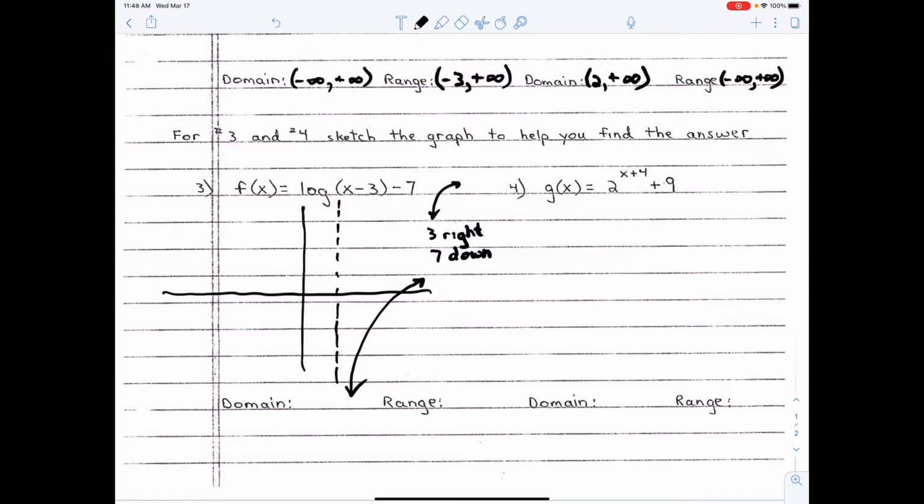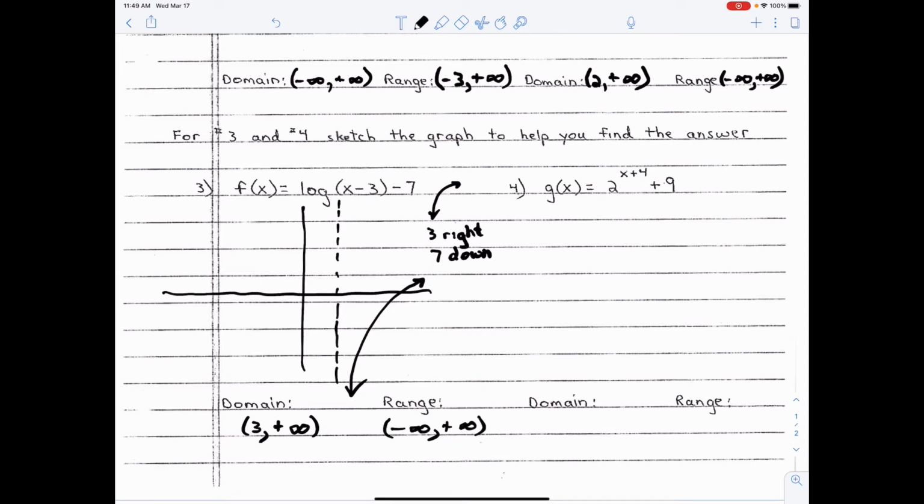So now let's use this and find the domain. Put your pencil vertically over on the left. Where's the first place it touches it? At 3, but not including the 3 since there's an asymptote there. And where's the last place it touches it? It just keeps going to the right. For the range, put your pencil horizontally at the bottom and you're touching the graph. And if you go up, you just keep touching the graph.